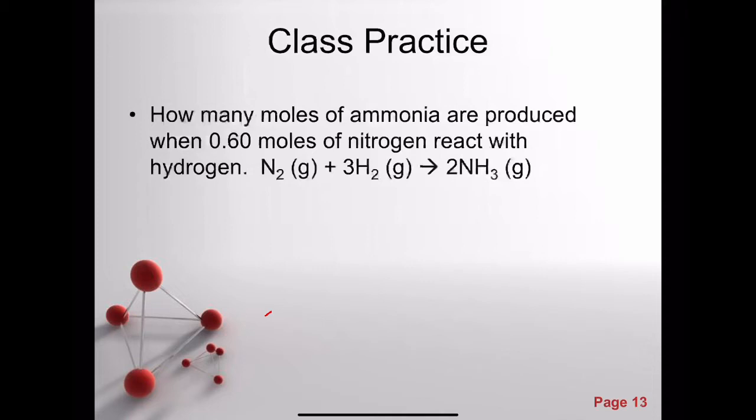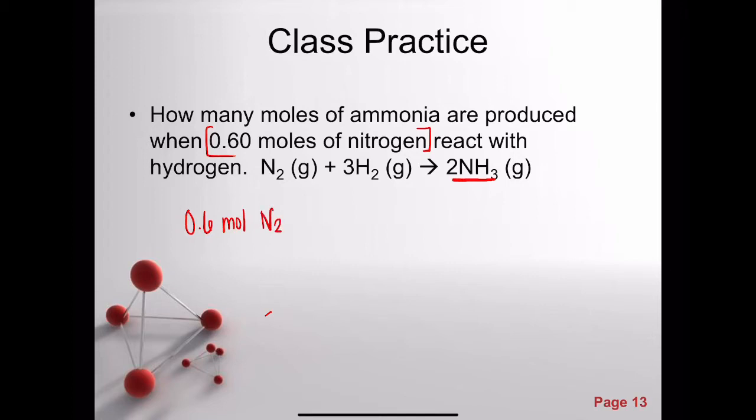So let's take a look at this problem together. How many moles of ammonia are produced when 0.6 moles of nitrogen react with hydrogen? Okay, so this is our ammonia here. This is our product. We have to always start with what we're given. And what we're given here is 0.6 moles of nitrogen.